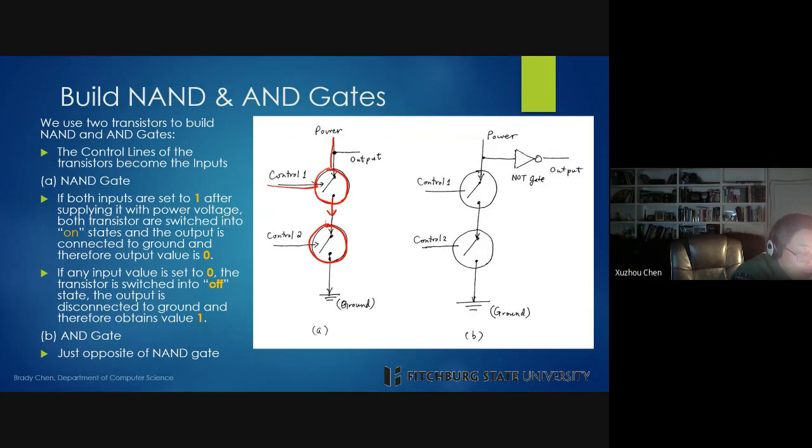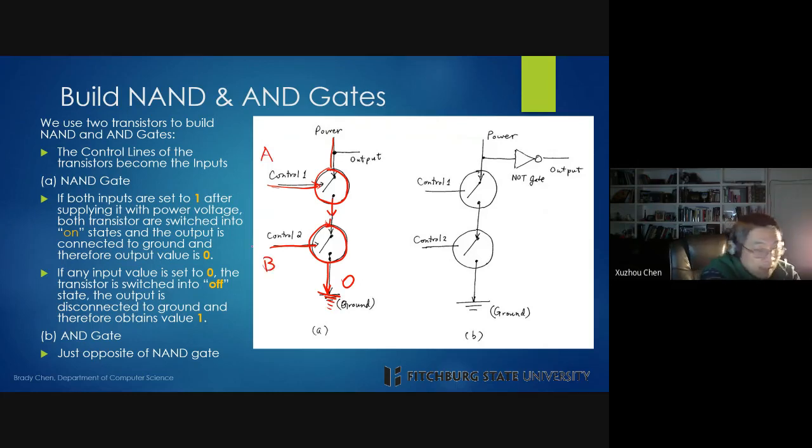Now the emitter for the top transistor becomes the collector of the bottom transistor. The emitter of the bottom transistor is grounded. Grounded basically means it's always the value 0, right? Now the 2 controls become inputs. So I can say A and B.